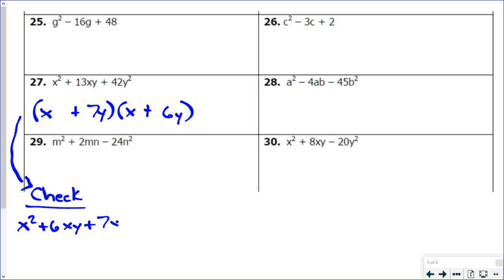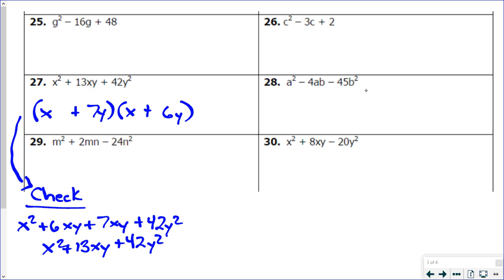Plus 7xy plus 42y squared. Combine the like terms, you get x squared plus 13xy plus 42y squared, which is what we started with. So this xy here will be taken care of. When you're figuring out your factors, just worry about this. So it has to be 7y and 6y. And just make sure that the coefficients of those add to make this.